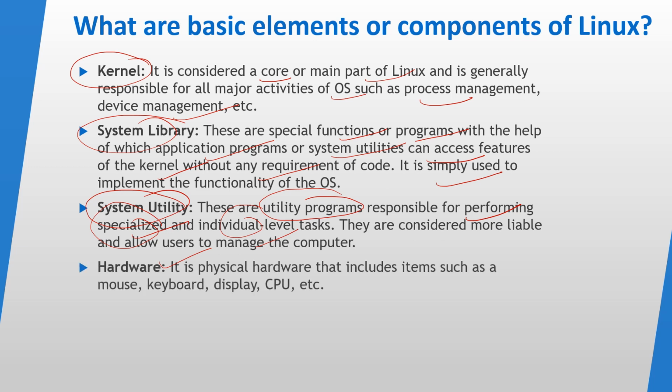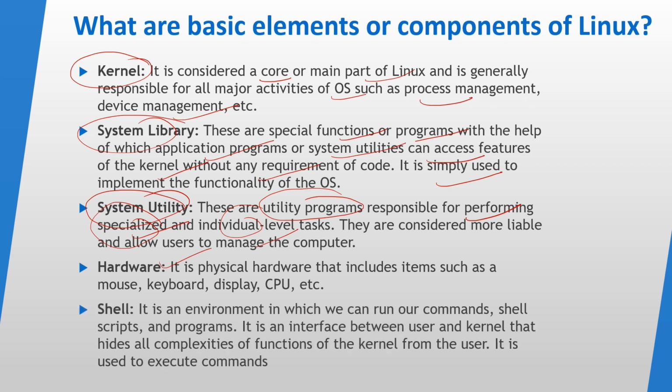Okay. Then we have hardware. It is physical hardware that includes items such as mouse, keyboard, display. Shell. It is an environment in which we can run our commands, shell scripts and programs. It is an interface between user and kernel that hides all the complexity of the functions of the kernel from the user. It is used to execute commands.